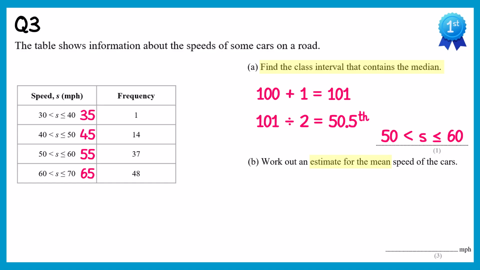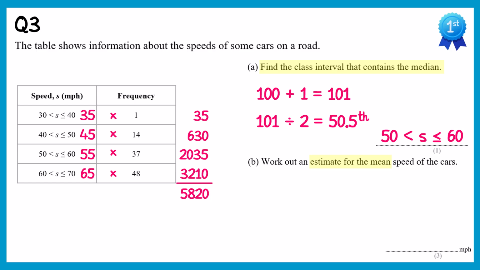We then multiply the midpoints by the frequencies, so 35 times 1, which is 35, 45 times 14, which is 630, 55 times 37, which is 2035, and 65 times 48, which is 3210. If we then add up this final column, we get a total of 5820. This represents an estimate for the total speeds of all of the cars.